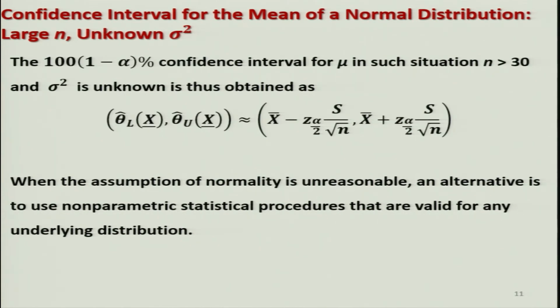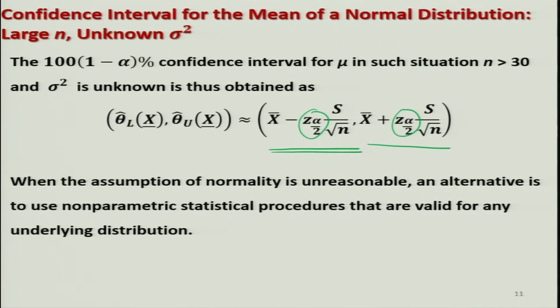In such a case, when your n is greater than 30 and your sigma square is unknown, you can redefine the same confidence interval like this: x bar minus z alpha by 2 s by root n to x bar plus z alpha by 2 s by root n. So, instead of using the t values, we are going to use the normal values.